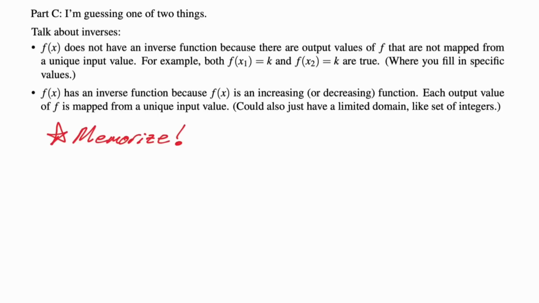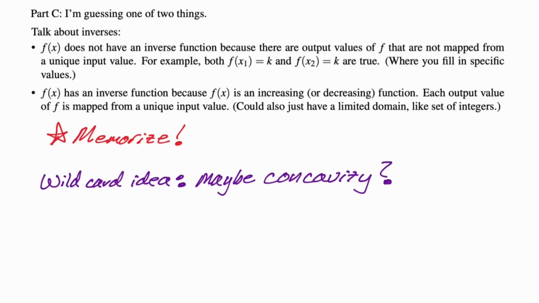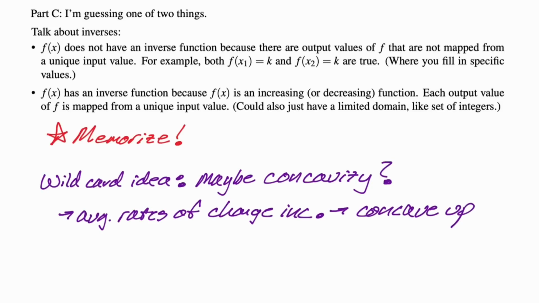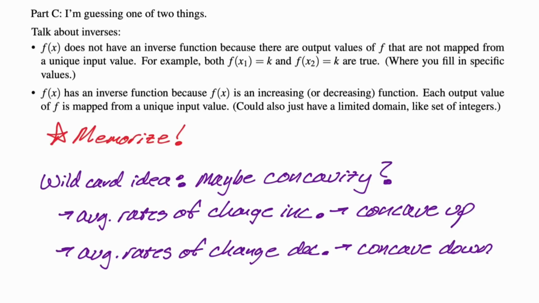You have a week at this point, but in the future, maybe you have a year. Who knows? I do think a wildcard type of thing that they might ask about here would be concavity, perhaps. And so you could say, for example, the average rates of change are increasing, therefore the function is concave up. Or maybe the average rates of change are decreasing, therefore the function is concave down. I think that would be fair, according to the description they give.